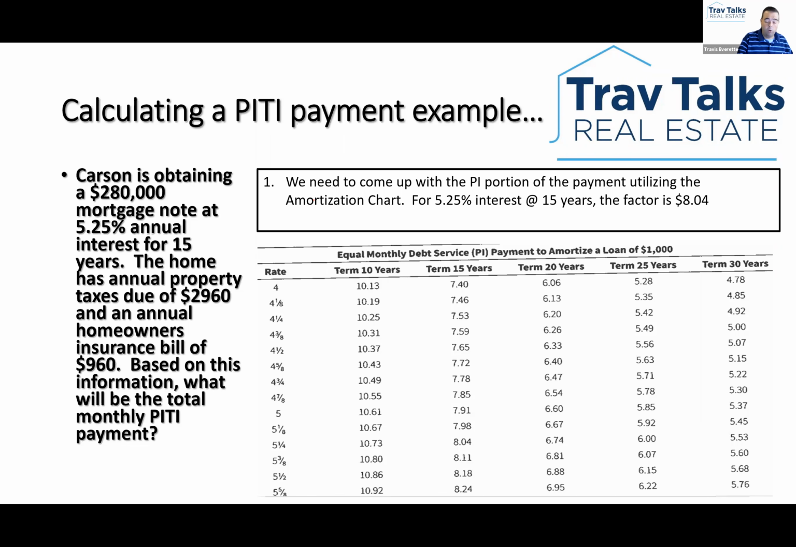It says that the loan is going to be at 5.25% interest for 15 years. So 5.25 is right here, right? And then 15 years is right there. So that looks like that one right there to me, which is $8.04. Does everybody see where I'm getting the 8.04 from? Yes. Okay, by simply lining those two up on the chart. So my loan factor is 8.04. So that's step one. I got my loan factor.